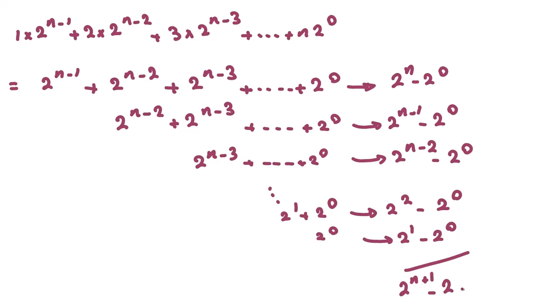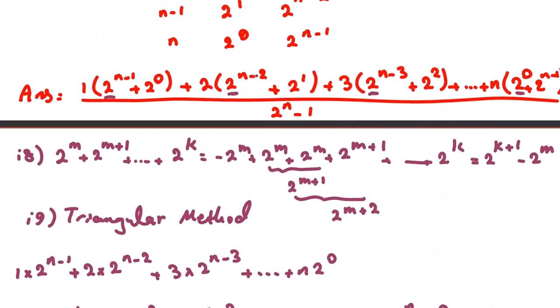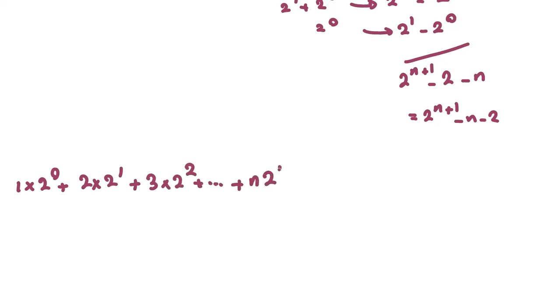How many 2 to the 0 do we have? n of them. So it will be 2 to the n plus 1 minus n minus 2, okay? Now let's calculate the second part. 1 times 2 to the 0, 2 times 2 to the 1, 3 times 2 to the 2, up to n times 2 to the n minus 1. Okay, so 1 times 2 to the 0 plus 2 times 2 to the 1 plus 3 times 2 squared plus ... plus n times 2 to the n minus 1, okay?